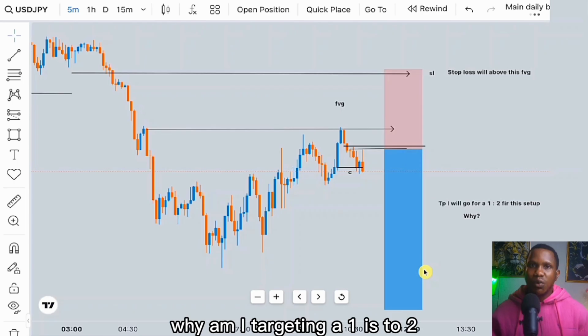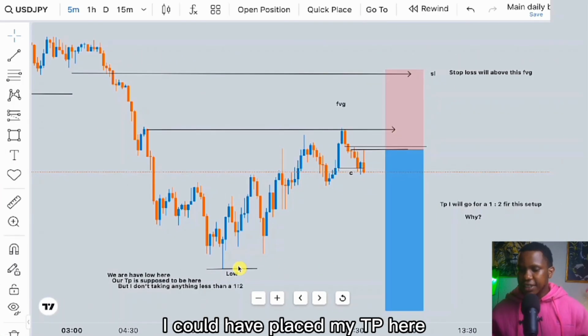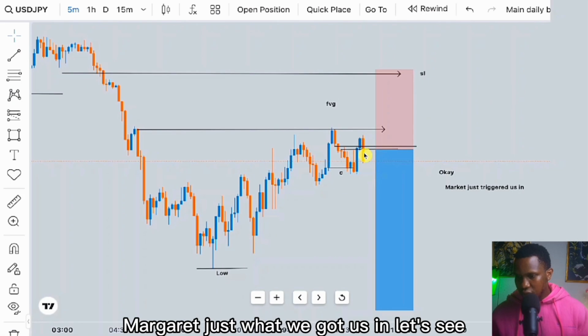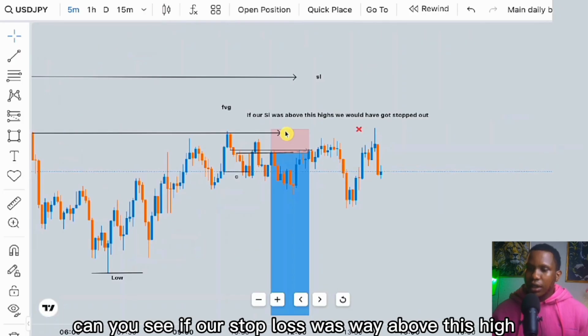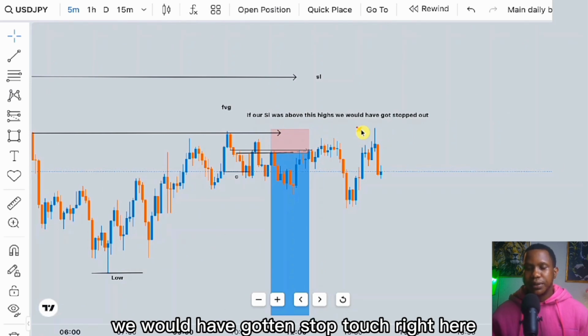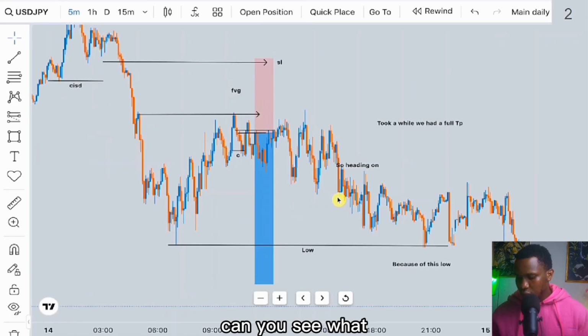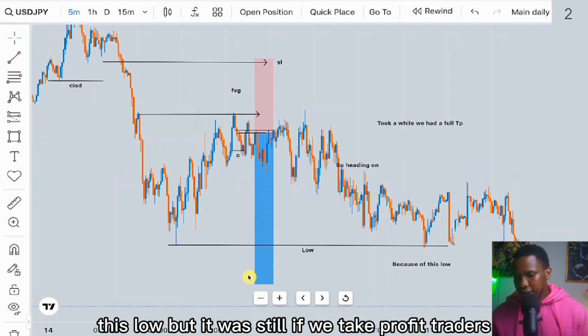Why am I targeting a 1:2? Because we have a low right here. I could have placed my TP here, but I don't like taking anything less than a 1:2. Heading on, the market just triggered us in. Let's see. We are coming down. Can you see, if our stop loss was way above these highs, we would have gotten stopped out right here. Heading on, let's see. Okay, see, it took a while for us to take profit because of this low, but it was still a take profit, traders.